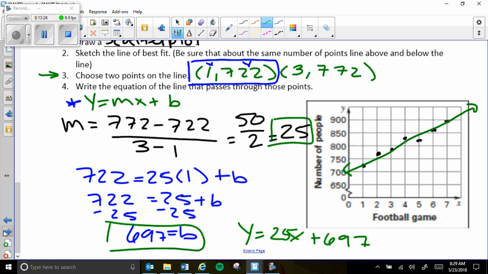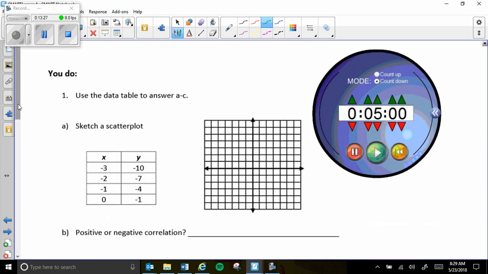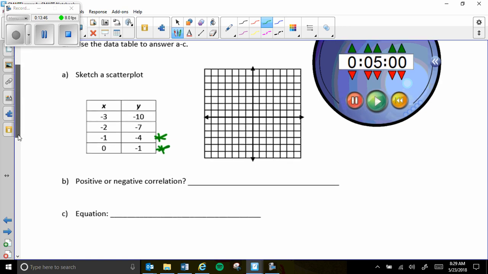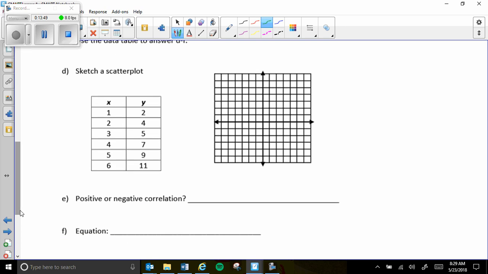All right, so before you start your U-Dos, I need to tell you which points to use. So for number 1, I want you to put a little star next to the bottom 2 points. So you're going to plot those points. You need to sketch the scatter plot. Tell me if it's positive or negative correlation, and then write the equation of the line using those 2 points. And then on example 2, I want you to use the first 2 points. That's what you're going to use to write the equation of your line. If you have questions about what that means, raise your hand before you start so we can help you. Otherwise, you can go ahead and get started.